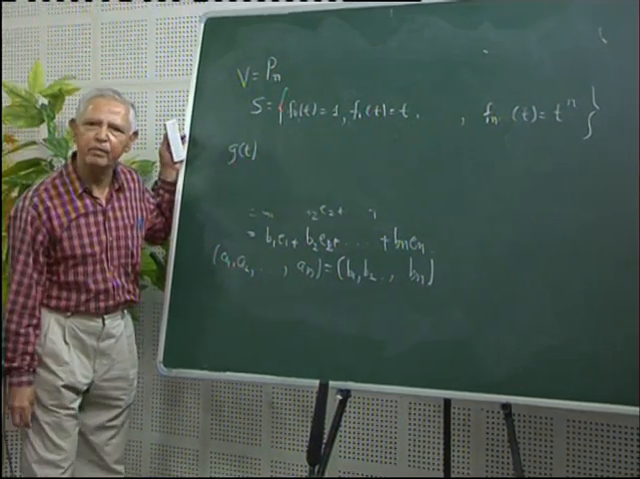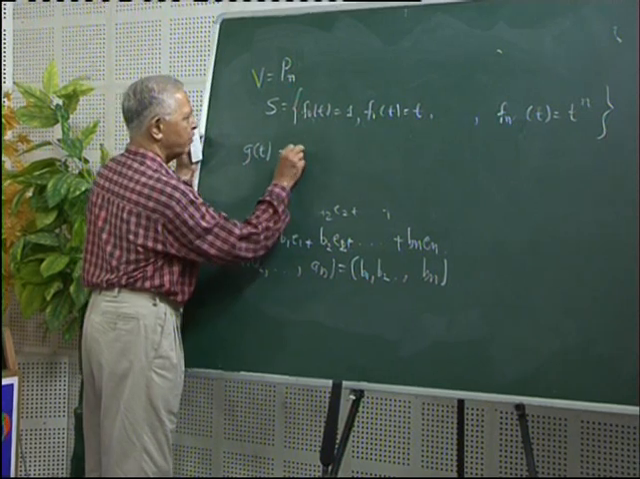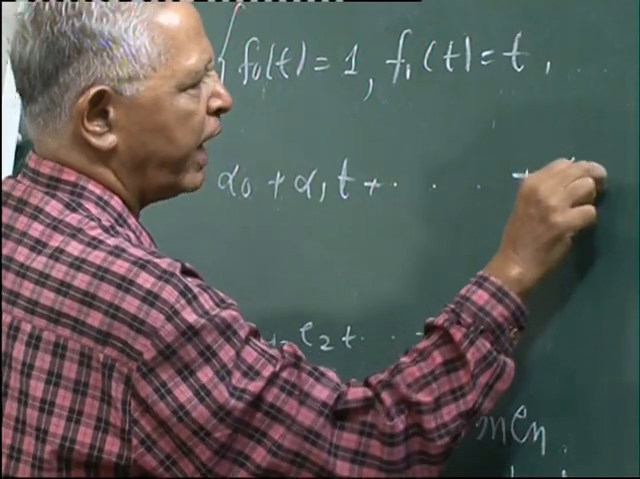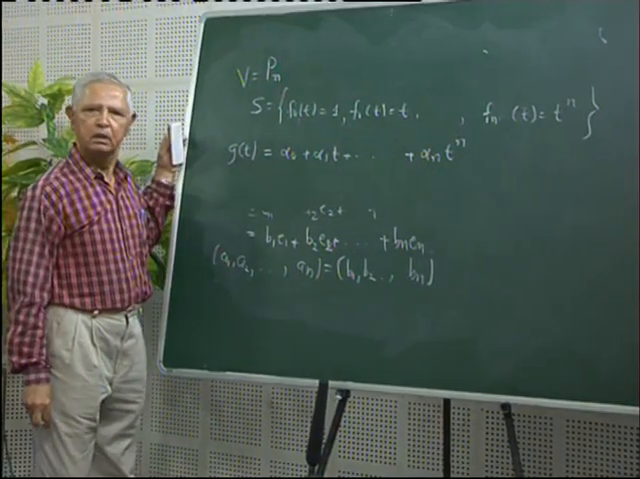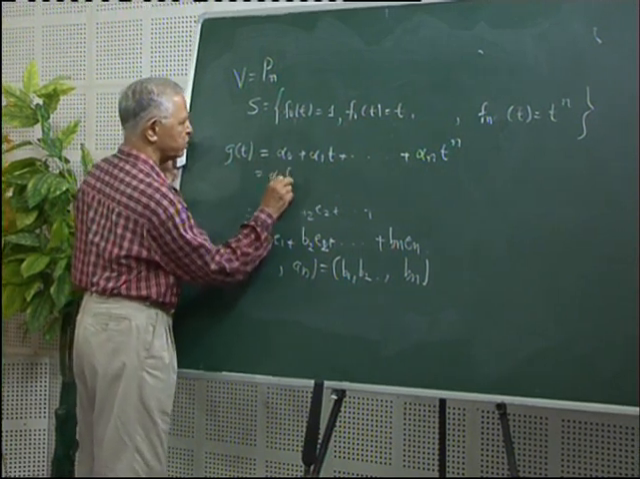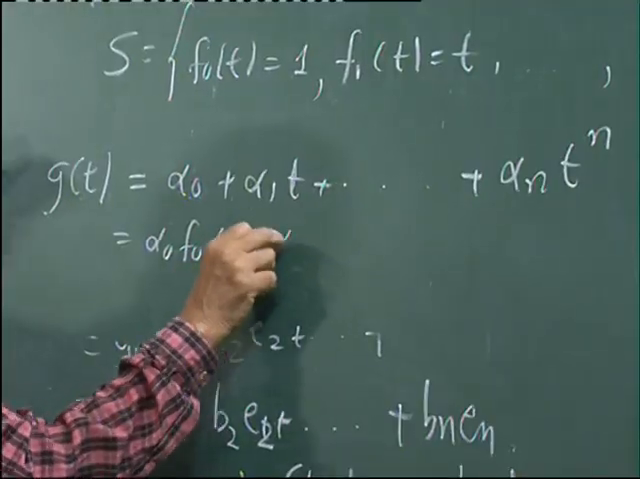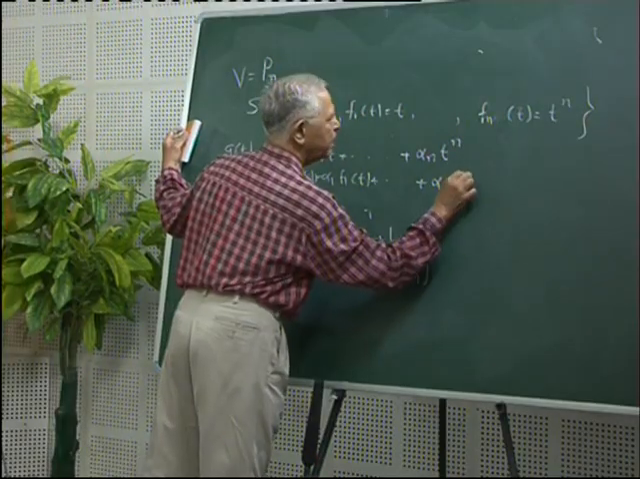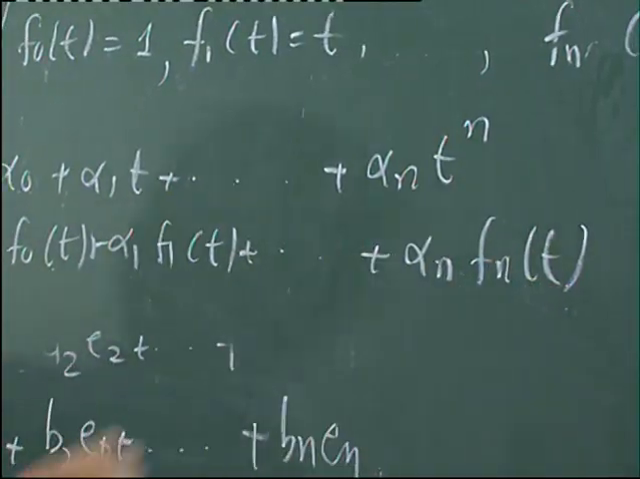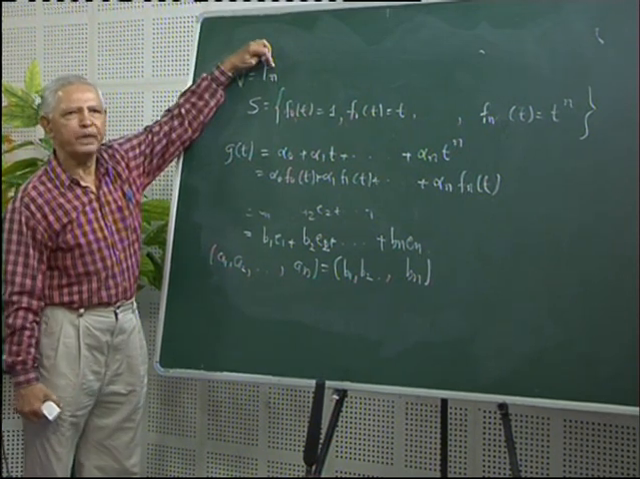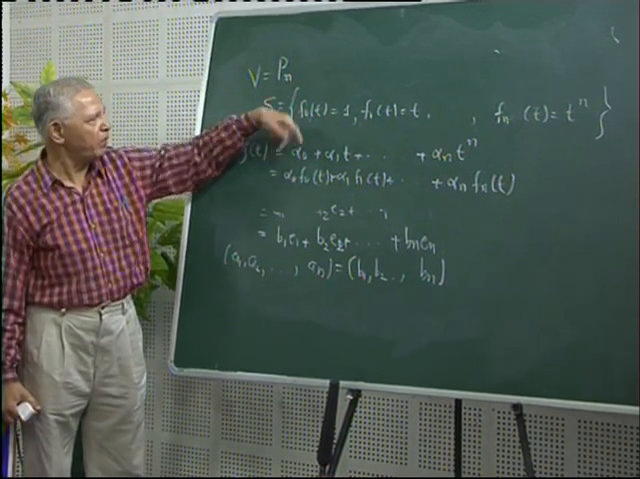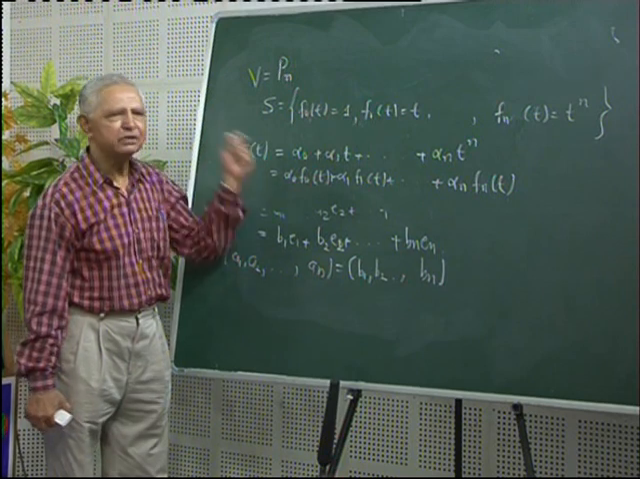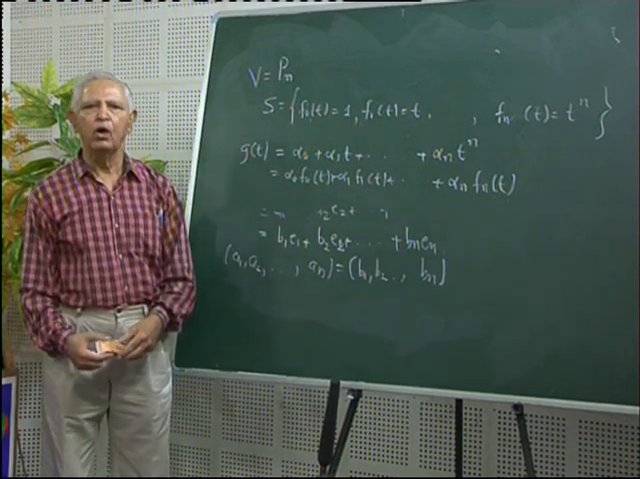Now let us take any polynomial g(t) equal to alpha 0 plus alpha 1 t plus ... plus alpha n t raised to n. Then we can write this as alpha 0 f0(t) plus alpha 1 f1(t) plus ... plus alpha n fn(t). That means each element g(t) belonging to Pn can be expressed as a linear combination of the elements of S. I leave it to you to prove that this linear combination is also unique.